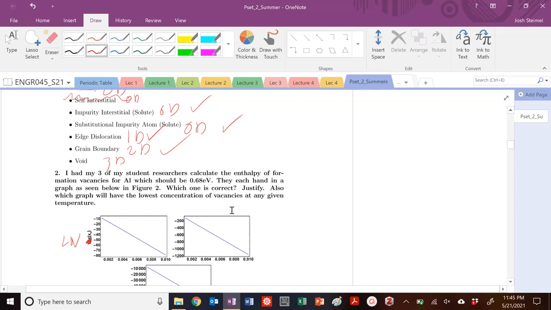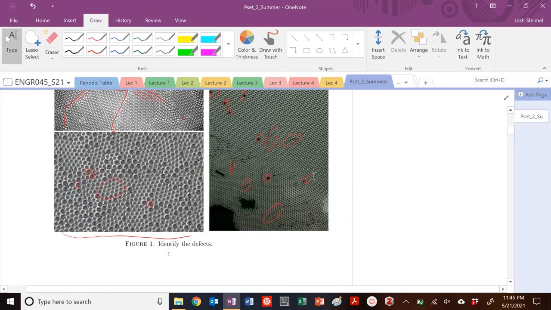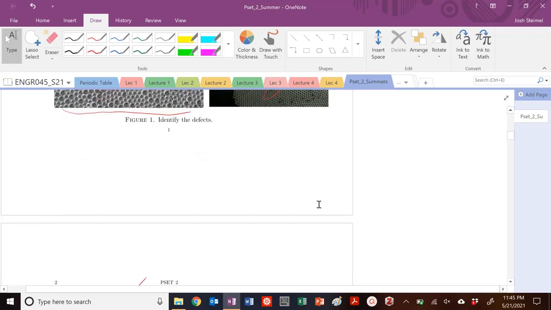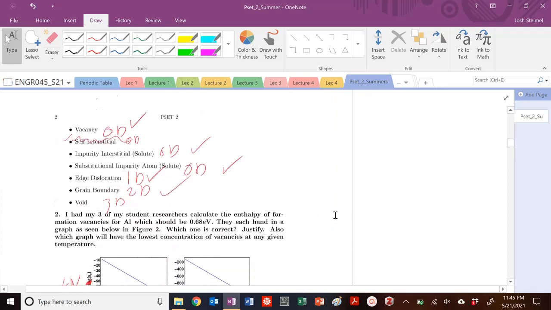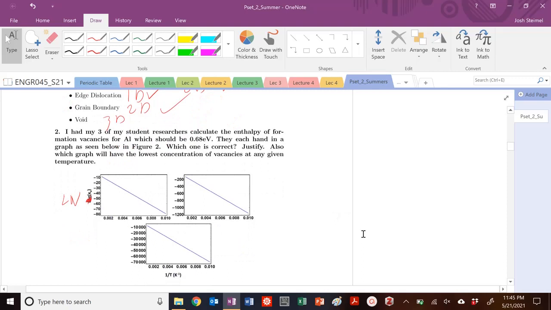And then finally, for a void, this could be considered a void, but again, usually for a three-dimensional defect we're talking about tens of thousands or hundreds of thousands of atoms. So let's move on to number 2.